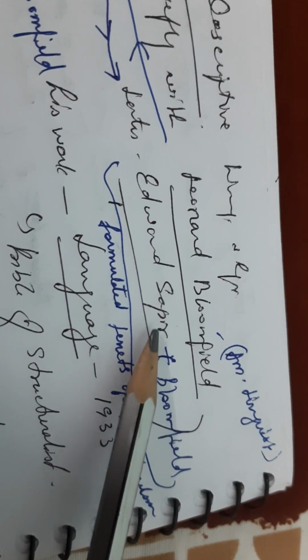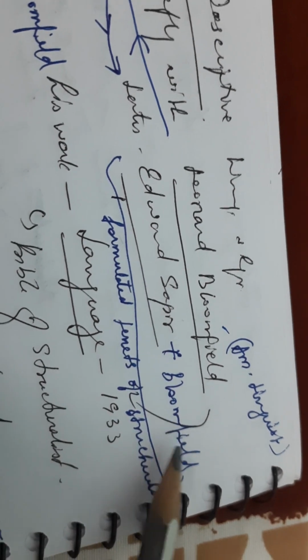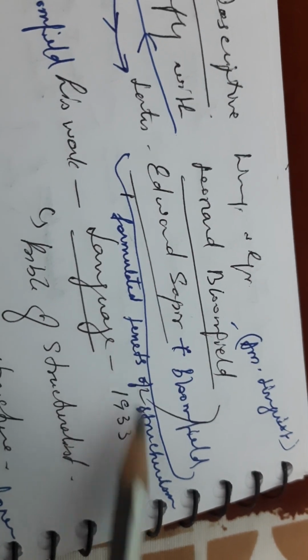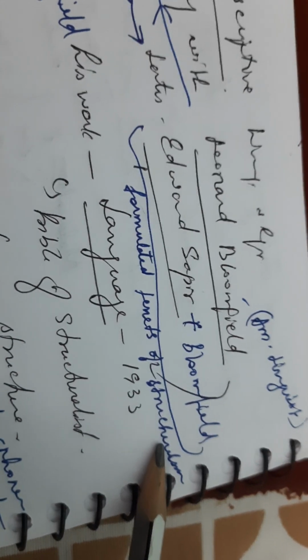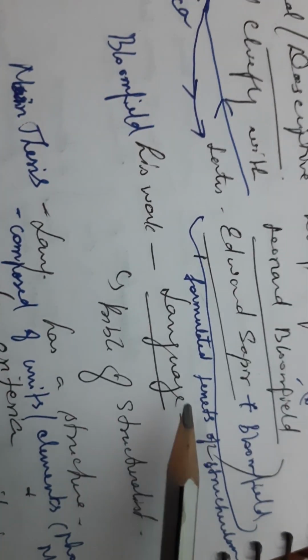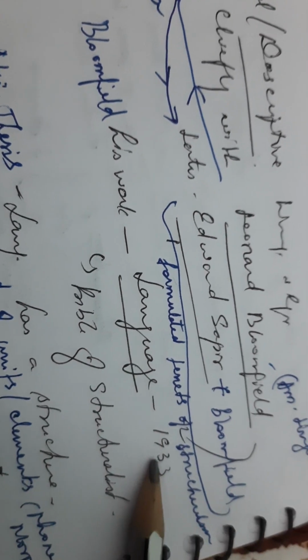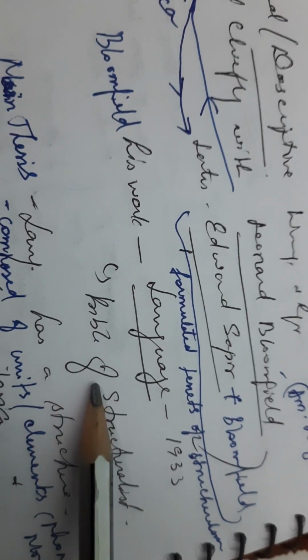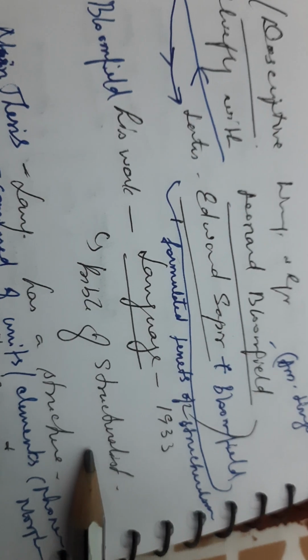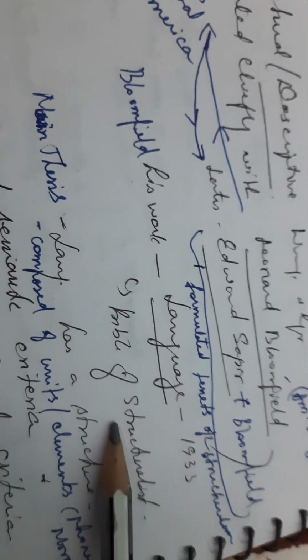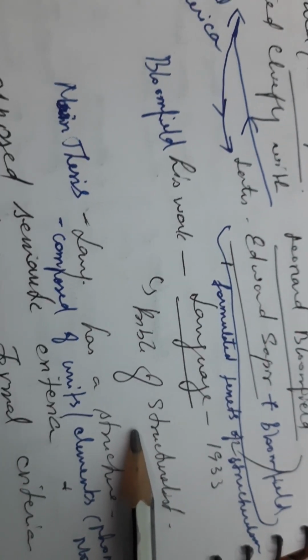These two, that is Edward Sapir and Bloomfield, together formulated the tenets of structuralism itself. Bloomfield wrote one important work called Language in the year 1933, and this is actually the Bible of structuralism itself. So this is a very important book when considering structural grammar.